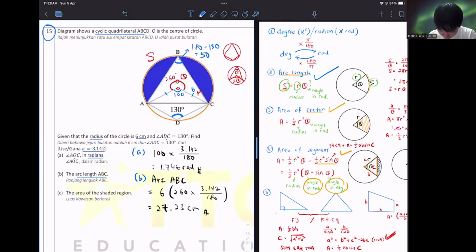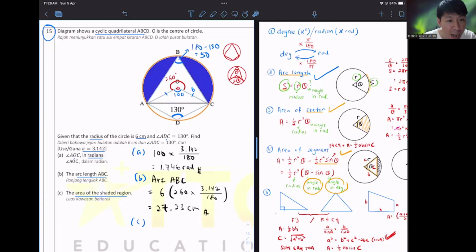ABC, last one is 4 marks. Last one, area of the shaded region. Yeah, the two blue color side there. So for these two blue color here, area formula. Not sure is it sector or segment first, okay?